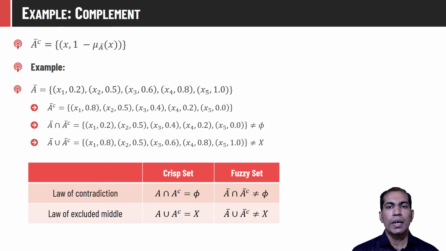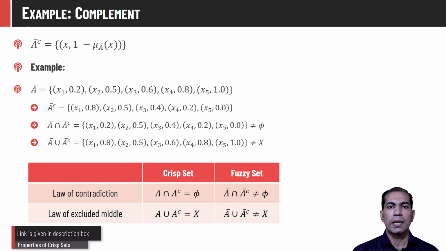If you can recall, a crisp set follows the law of contradiction and the law of excluded middle. That is, for a crisp set, A intersection A complement would be phi, and A union A complement would always be X. If you do not know this property, then please refer to the video Properties of Crisp Set. The link of that video is already given in the description box.